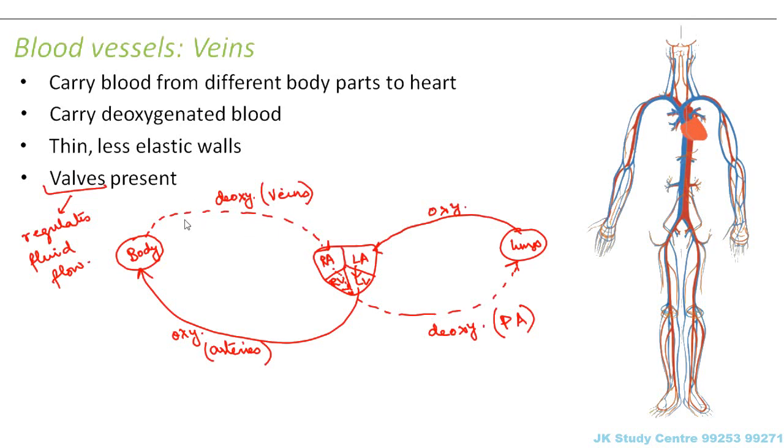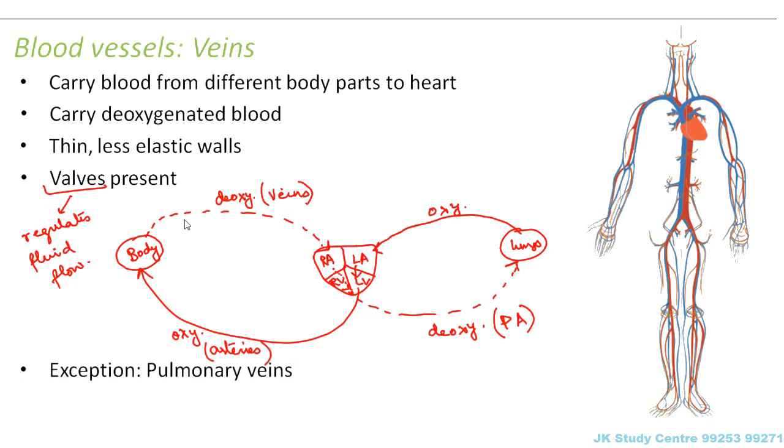Because in case of the oxygenated blood, it was flowing from the heart. So it was flowing under very high pressure. So there is no chance of it flowing back. But in this case, the blood is flowing at relatively lesser pressure. So there are chances that the deoxygenated blood might flow back. So in order to prevent the backflow of deoxygenated blood, there are valves present inside the veins. So if you keep the valves closed, there is no chance that the blood can flow in the backward direction.